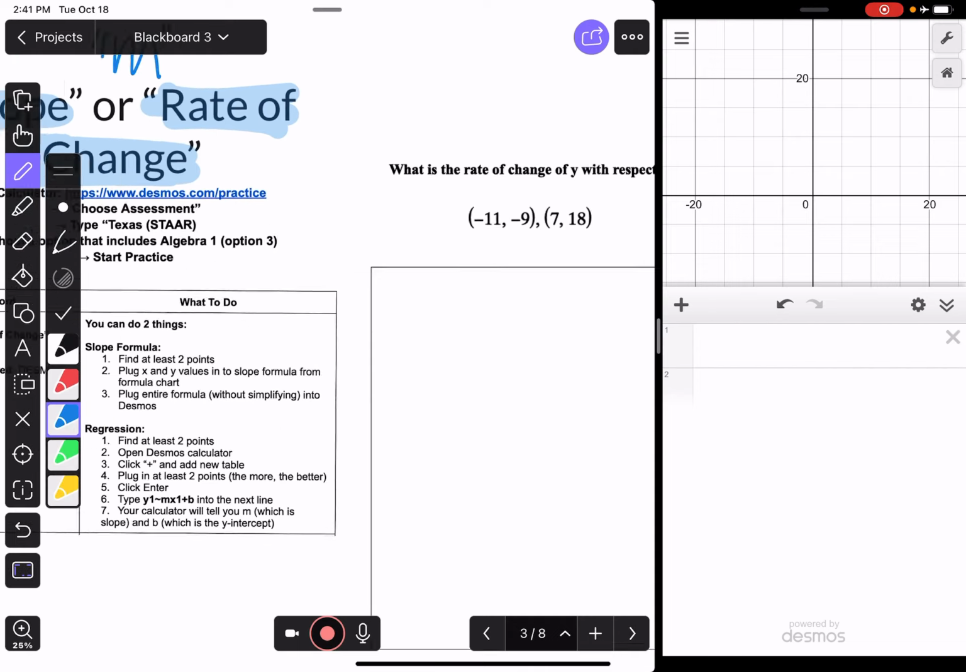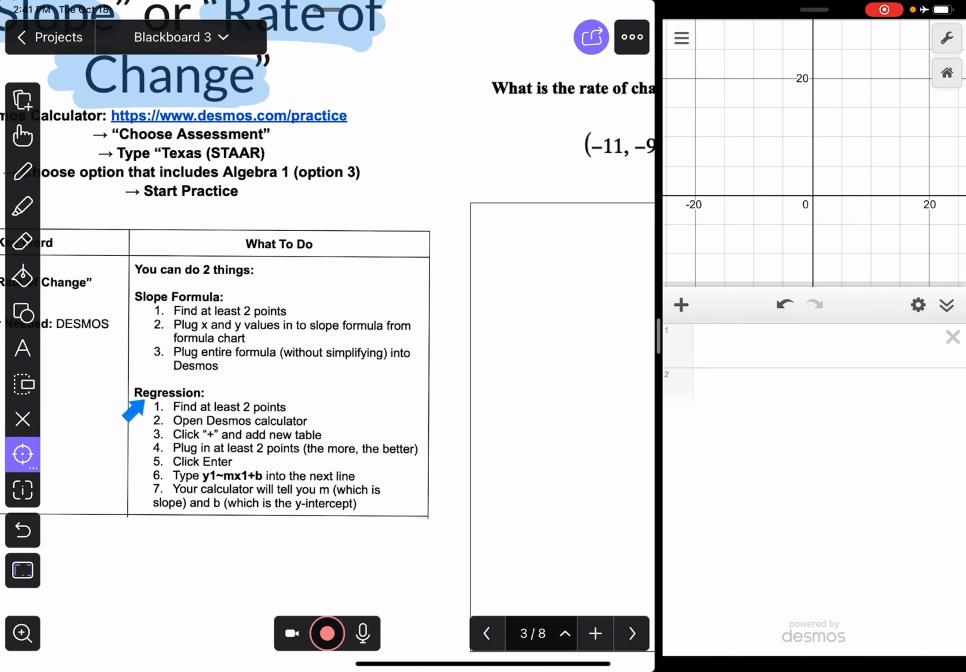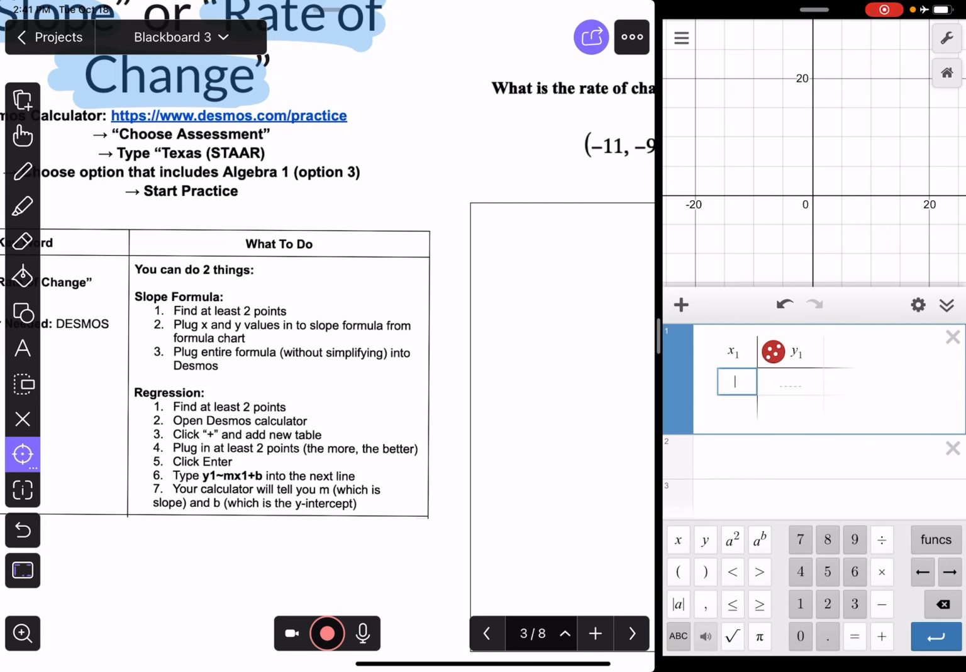For the regression method, the first step is still exactly the same. We need at least 2 points, because to find the rate of change in general, you need 2 points. Then we're going to go to our Desmos calculator, and step 3 tells us to click the plus sign and add a new table. Notice that x1 and y1 automatically popped up here. If a different number pops up, like if you have multiple tables on your screen, this could say 2, 3, 4. Make sure you go in and change these to say x1 and y1. It's very important when we're using this formula.